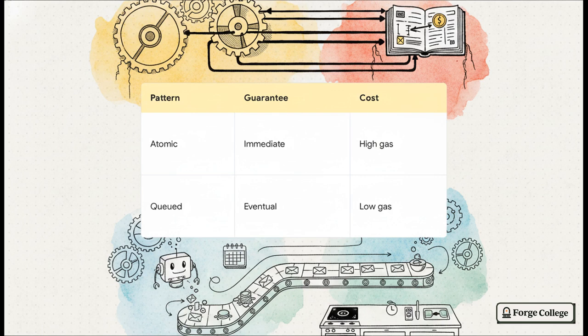On the flip side, we have queued or asynchronous patterns. Here, the orchestrator just drops a request into a queue to be handled later.